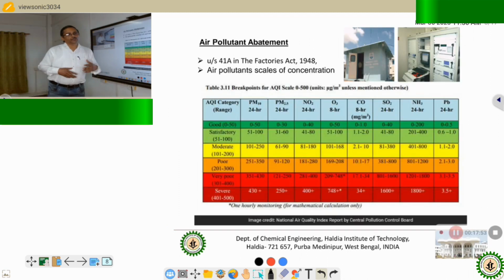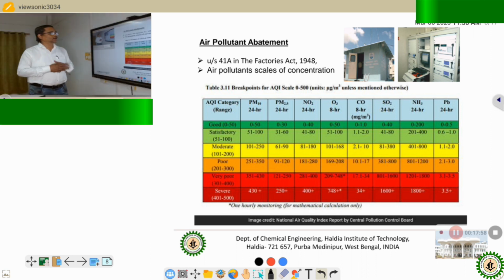Now we are talking about that pollution. Say at what level of carbon dioxide or whatever the pollutant is present, then we can call it severe or like that. So the Pollution Control Board has specified and categorized the ranges in different ways, for example: good, satisfactory, moderate, poor, very poor, and then severe. So what is that? I will have to explain.